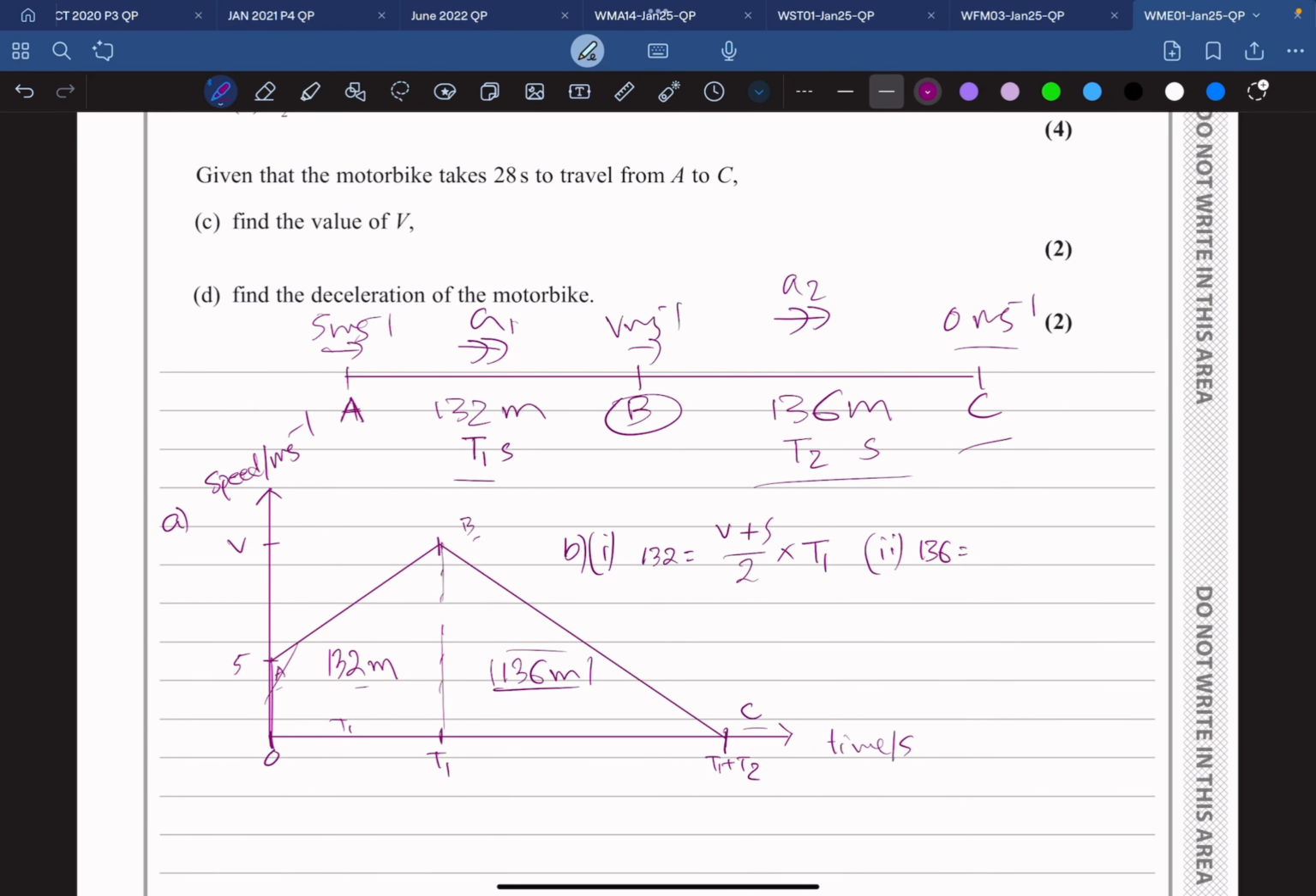This is a triangle, so we need half times the base, which is this length right here. That's going to be T2, not T1 plus T2, okay? This is just T2 multiplied by the height. The height is just V.